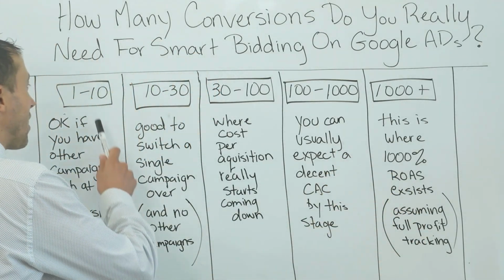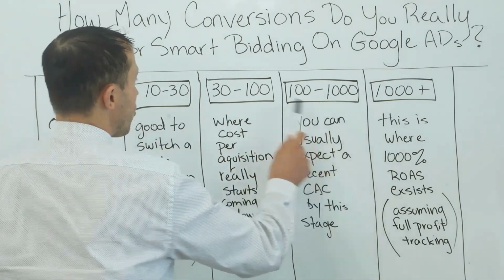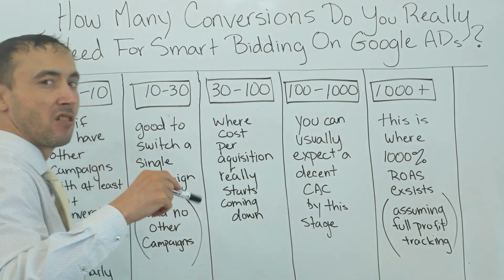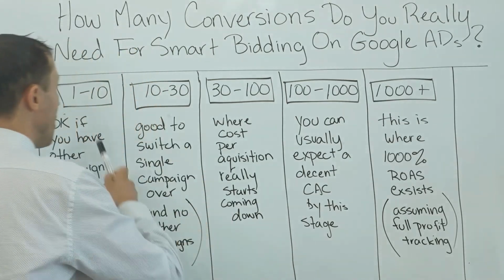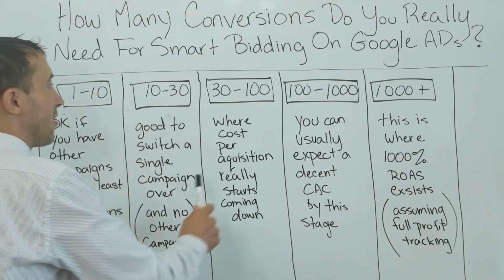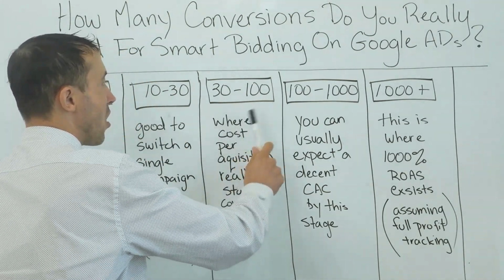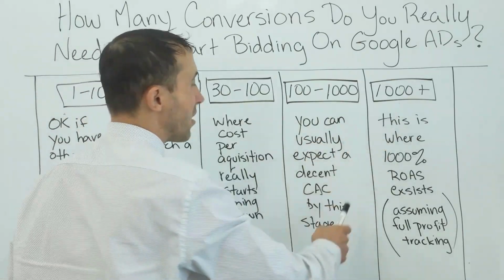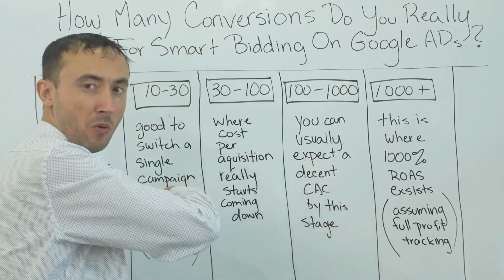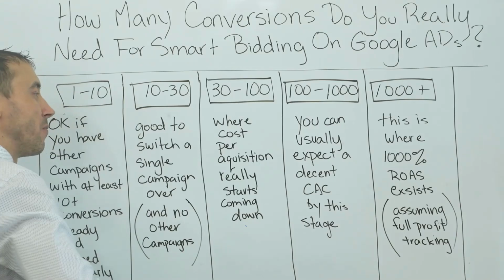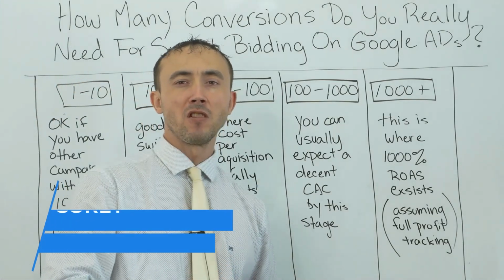But more so, you can expect different things as you go through these different brackets of so-called conversions: less than 10, less than 30, 30 to 100, 100 to 1,000, 1,000 plus. Different things happen with your campaign when you're using smart bidding. So I want to put all that in a frame of reference in today's video.